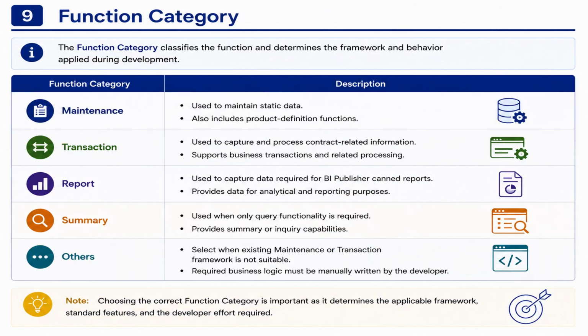Function category. The next important configuration is function category. ODT provides 5 categories. Maintenance is typically used to maintain static data and also includes product definition functions. Transaction is generally used to capture and process contract-related information. Report is used to capture data required for BI publisher canned reports. Summary is used when only query functionality is required, and others can be selected when the existing maintenance or transaction framework is not suitable. For an others screen, the required business logic must be manually written by the developer.